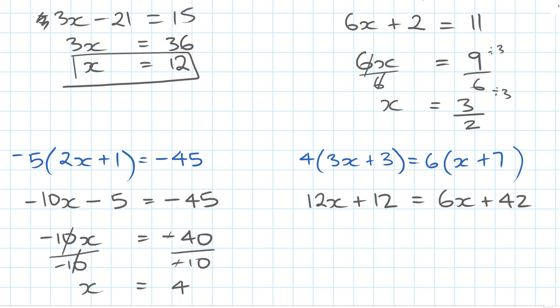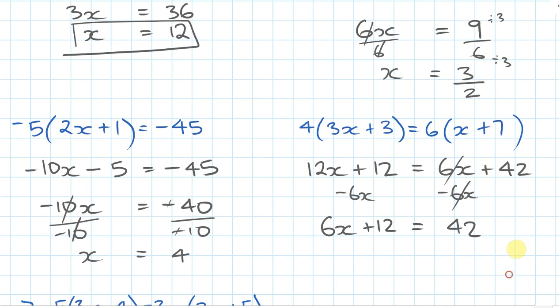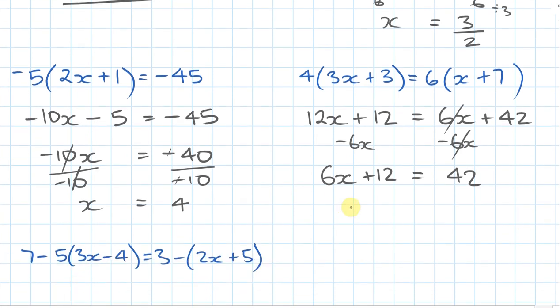So I want to gather my x's together, and preferably I want to have them on the left hand side of the equal sign. So what I can do here is subtract 6x from both sides. Okay, when I do that, those two cancel, and I'm left with 12x minus 6x. That gives me 6x plus 12 equals 42. Then subtracting 12 from both sides of the equal sign, I'm left with 6x is equal to 30, and then dividing both sides by 6, x is equal to 5.